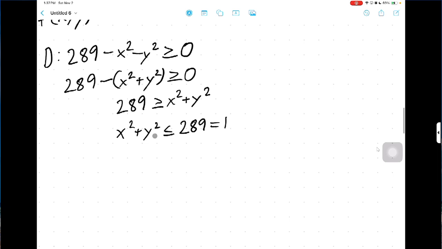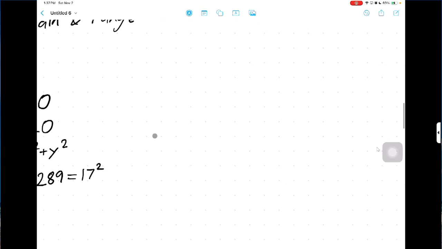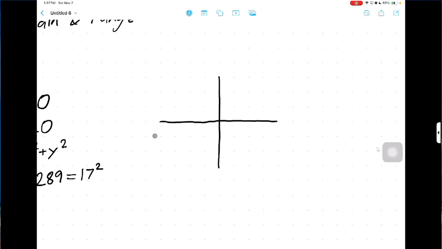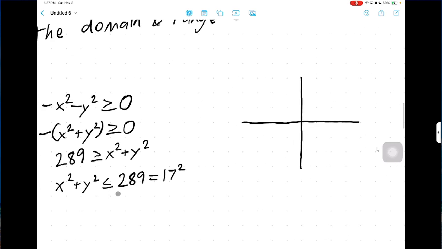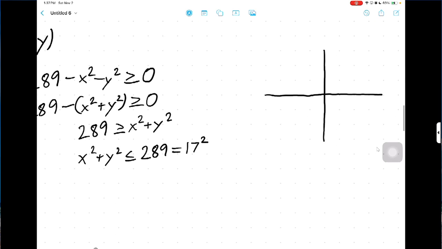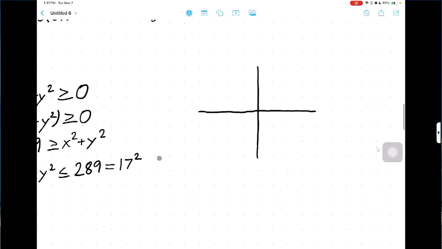And I'm just going to tell you right now, 289 is 17 squared. So if we were asked to graph this domain, it would essentially be all the points where x squared plus y squared is less than or equal to 289. In this case, it's going to be a circle of radius 17. Let me see if I can draw it.